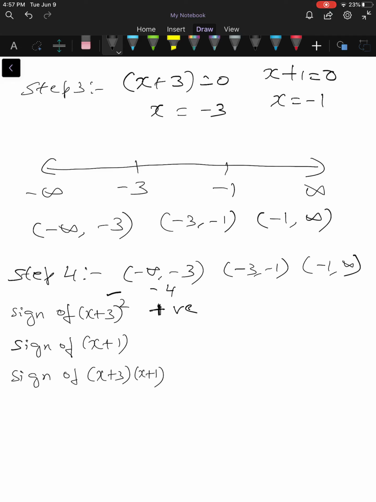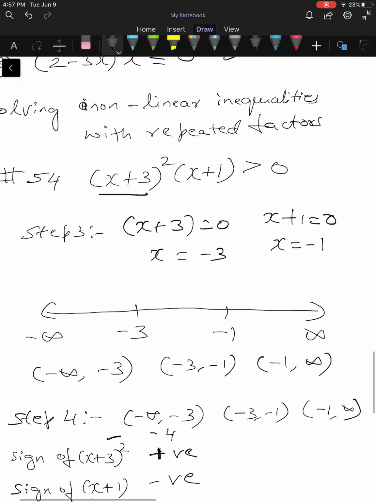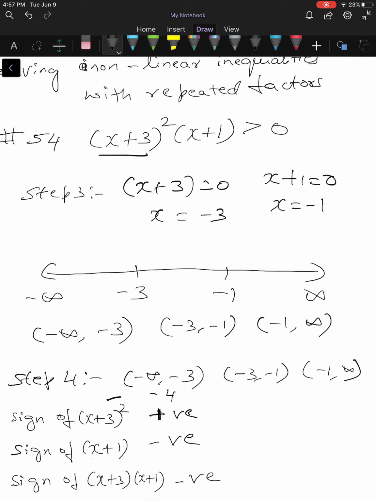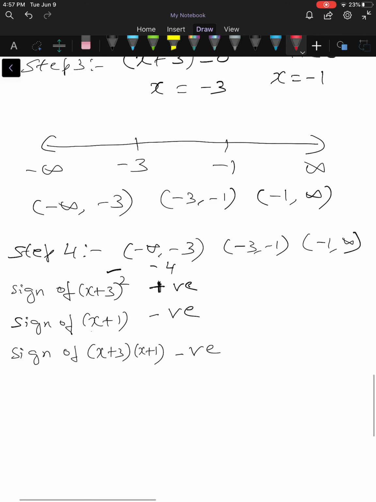Okay, and negative 4 plus 1 will give me negative 3. So this will give me a negative sign. So my final answer would be a negative sign. But you cannot consider that because we have a greater than or equal to symbol here. So this interval is ruled out.